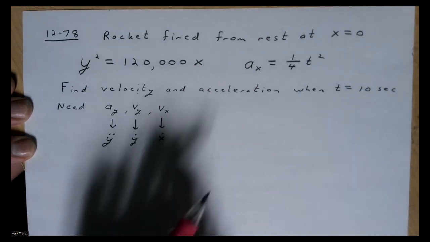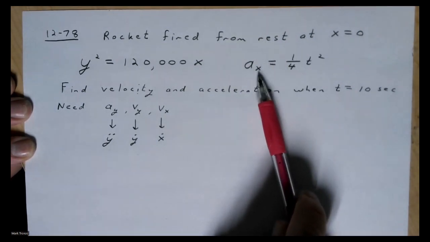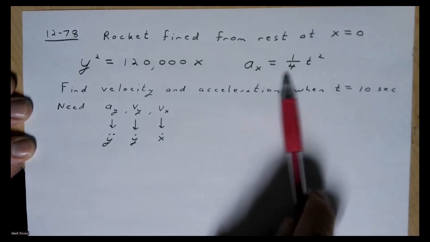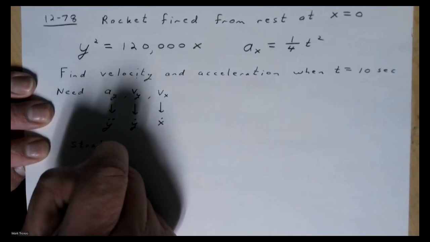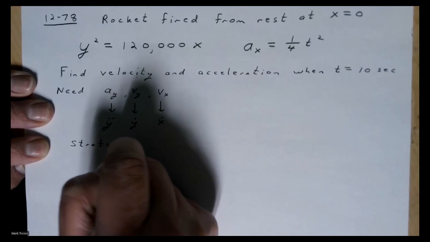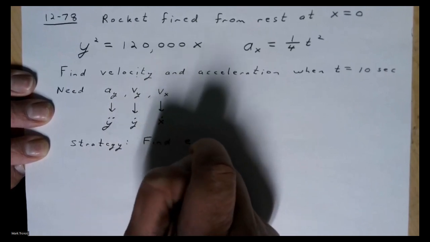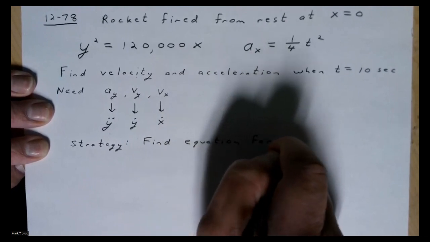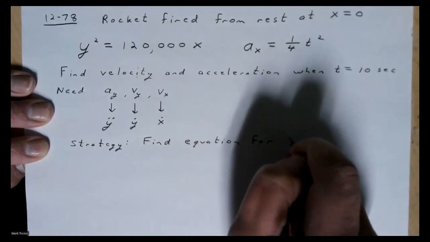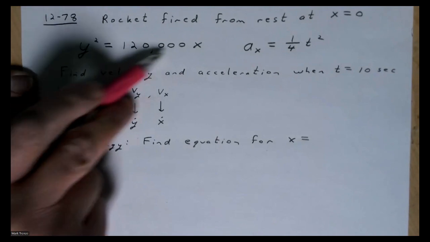And so probably the best strategy would be to find the values, maybe find out what the equation for x is. So let's do that. So strategy. Find equation for x. We want x equals something. And then substitute it into this.